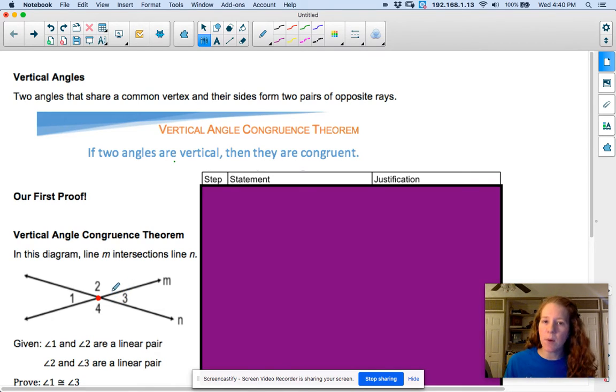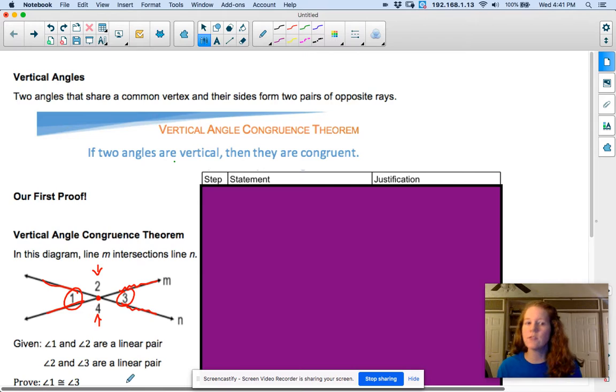But that second part where it says they have two pairs of opposite rays, well, this ray would be considered opposite of this, and this ray would be considered opposite of this. So that means that angle 1 and angle 3 would be considered vertical angles. Also, angle 2 and angle 4 would be considered vertical angles. Okay, so that's what a vertical angle is.